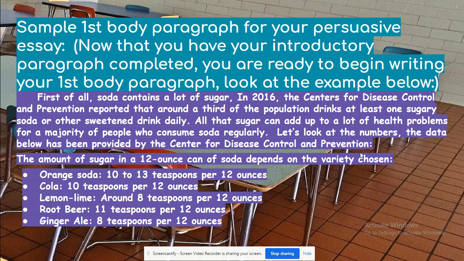The amount of sugar in a 12-ounce can of soda depends on the variety chosen. Orange soda is 10 to 13 teaspoons of sugar per 12 ounces. Cola, 10 teaspoons of sugar per 12 ounces. Lemon lime, around 8 teaspoons per 12 ounces. Root beer, 11 teaspoons per 12 ounces. Ginger ale, 8 teaspoons per 12 ounces.